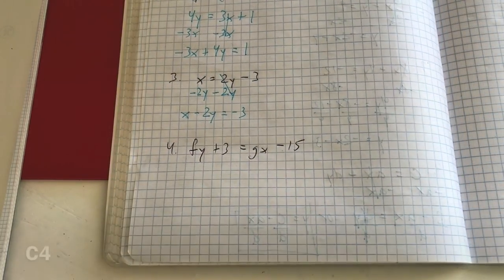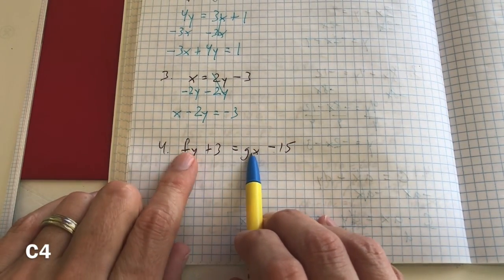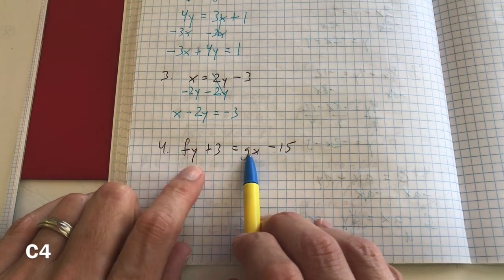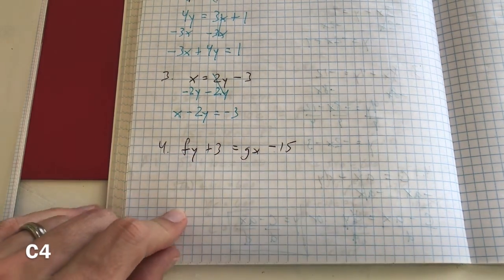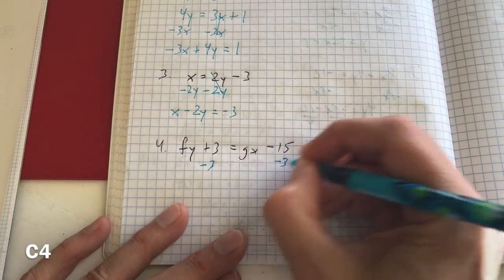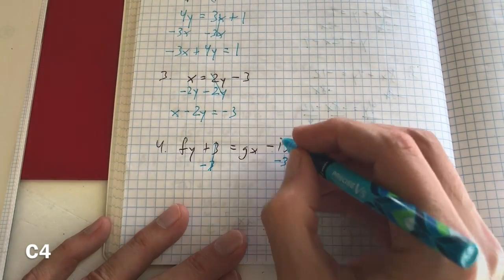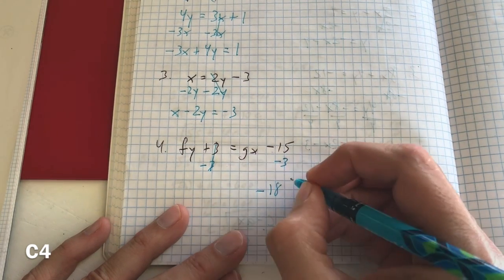All right, number 4. Another one of those that look weird. Well, notice that we already have the gx and the fy already together, and that's fine. We can just get those guys all on one side over here, and then you get this 3 out of there, and it's not going to be a big deal at all. So let's do that first. Let's get that 3 out of there. So minus 3, that's going to be gone. This is going to give us a negative 18.